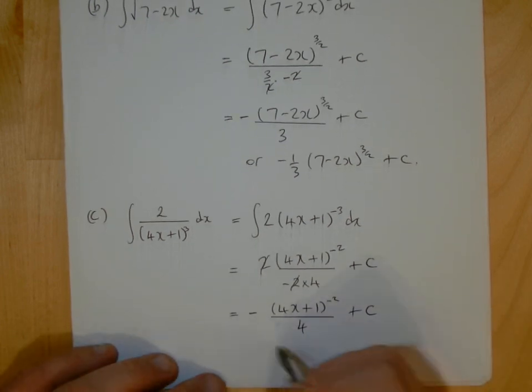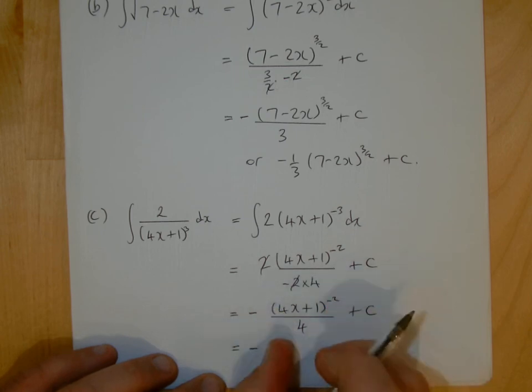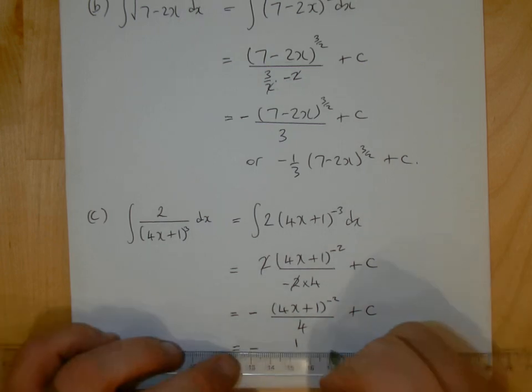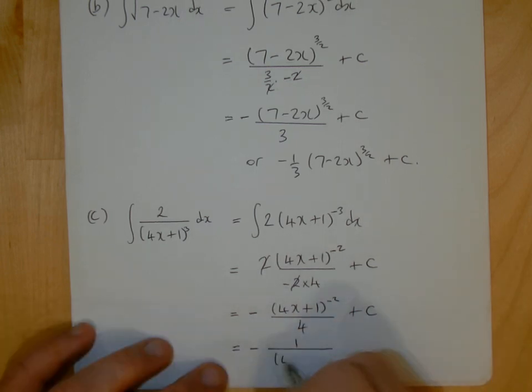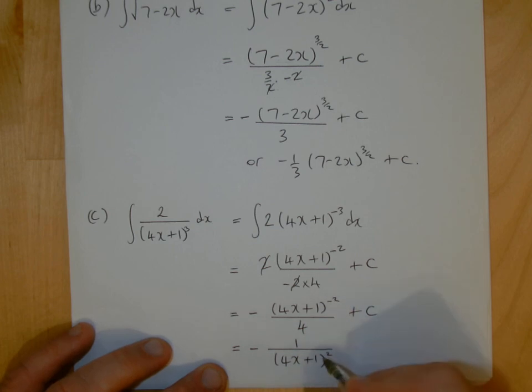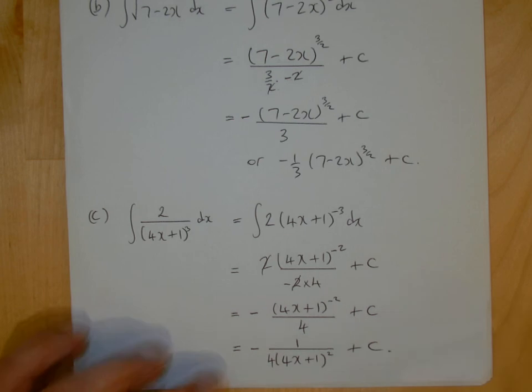And a nicer way perhaps to write this is to take then that bracket down to the bottom. So I can write that as 1 over 4x plus 1 squared, because I'm taking that bracket down now, making it a positive power. And don't forget to put the 4 in front there, because it was divided by 4, so you have to have that 4 there, plus then the constant, and we're done.